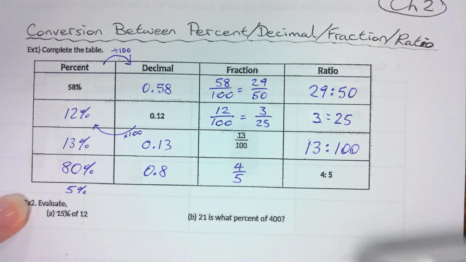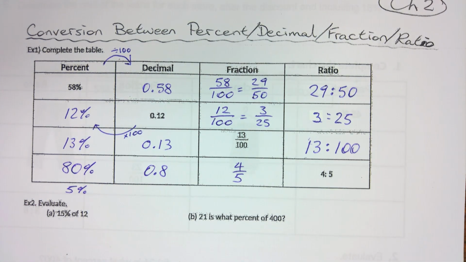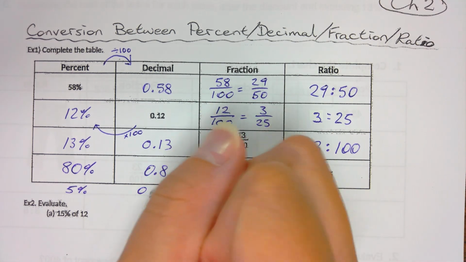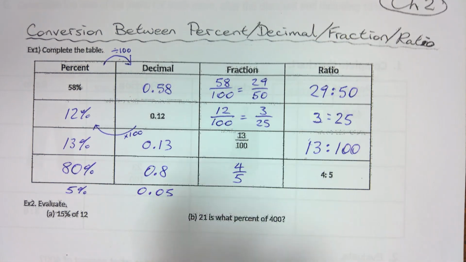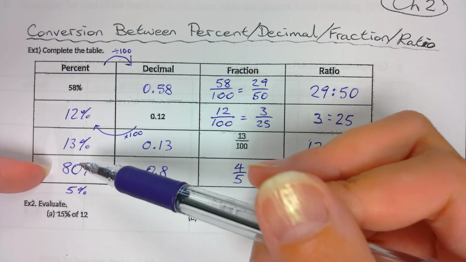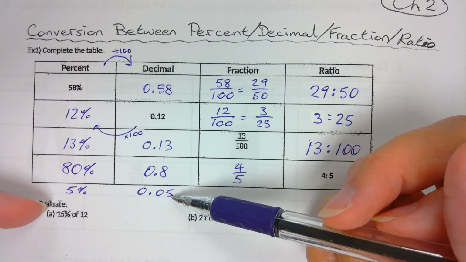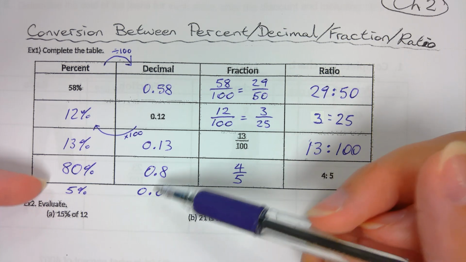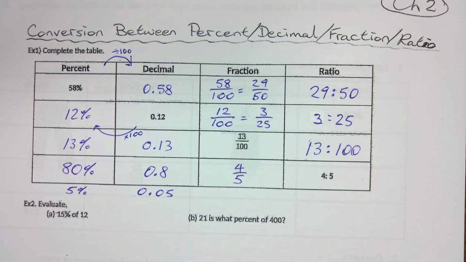Now let me just add in one more. What's 5% as a decimal? 0.05. A common mistake that people make. So remember, 0.8 is 80%. 0.05 is 5%. So not 50, not 0.50.